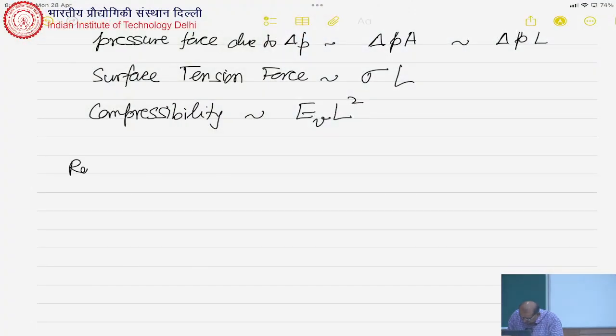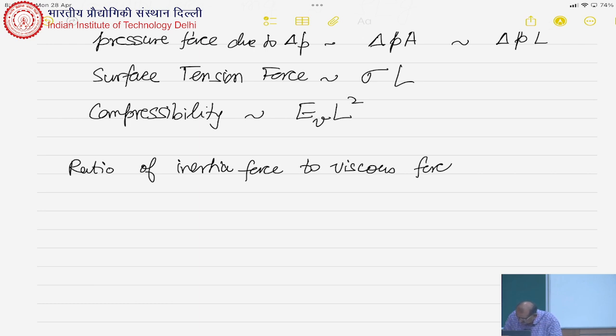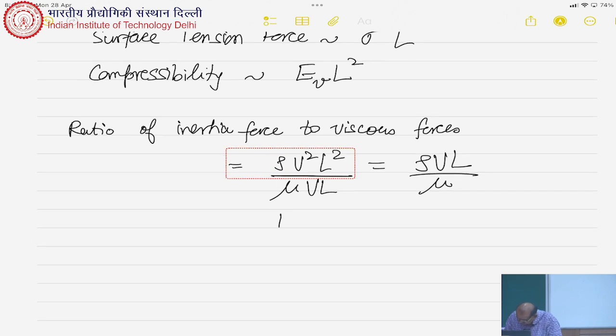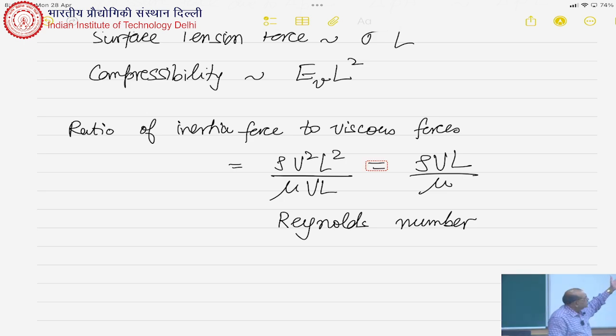So I take some of these ratios. The ratio of inertia force to viscous force is equal to rho v square L square upon mu v L, and this becomes rho v L upon mu. And this is what is called the Reynolds number.